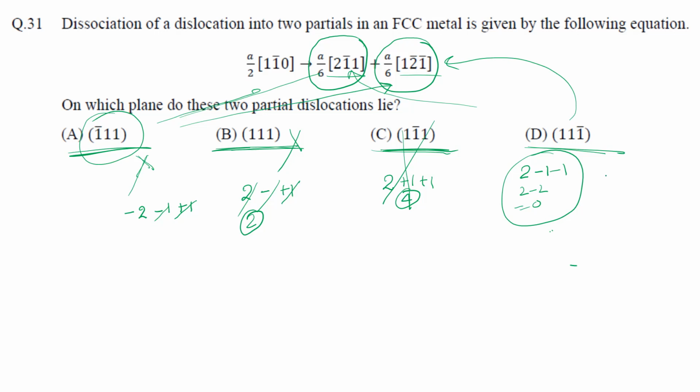It will be 1 minus 2 plus 1. So yes, 2 minus 2, it will be again 0. So the correct answer will be option D. Right? So you just have to take the dot product.